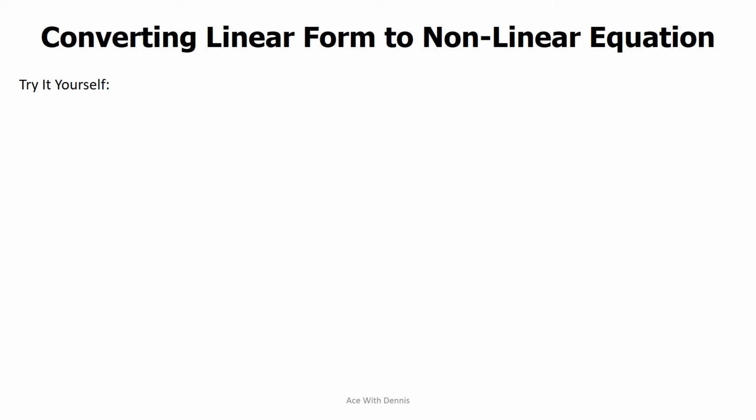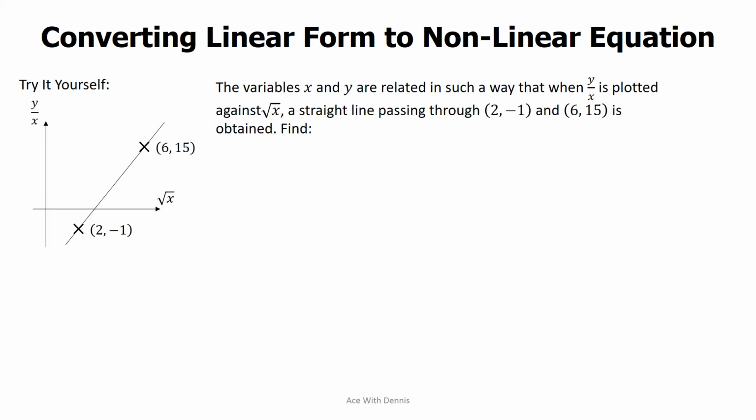Now you can try this example yourself. Given this diagram, the variables x and y are related in such a way that when y over x is plotted against root x, a straight line passing through (2, -1) and (6, 15) is obtained. Find 1, y in terms of x. 2, the value of y when x equals 16. You can pause the video and try to solve it yourself.